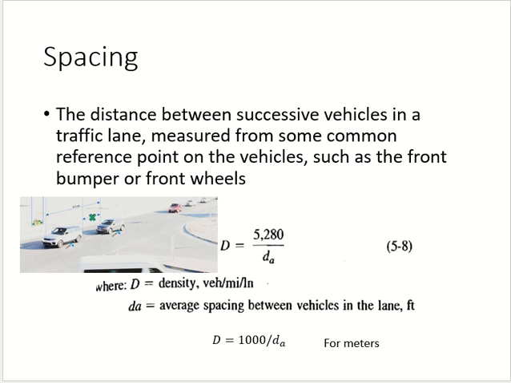What is spacing supposed to measure? It's the distance between the vehicles, how far the other vehicle is from you. The small distance in between the two cars is how much clear distance you have. But the spacing includes the length of the vehicle. Why is that important?